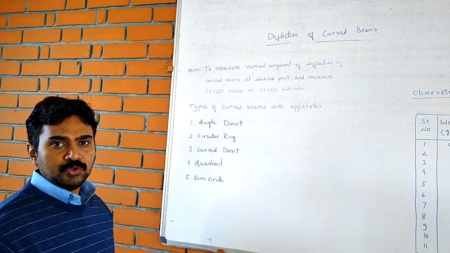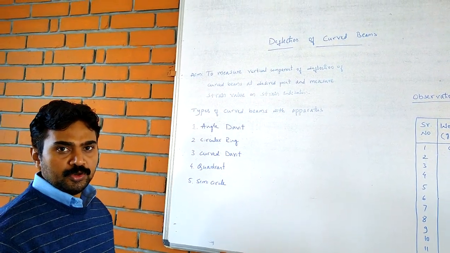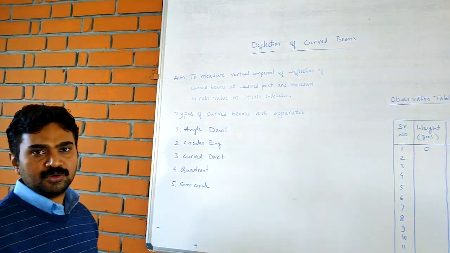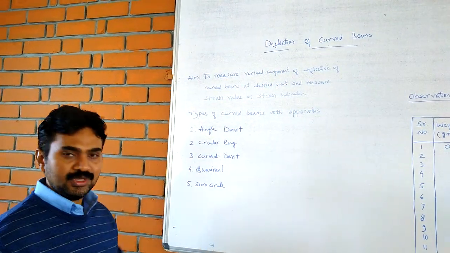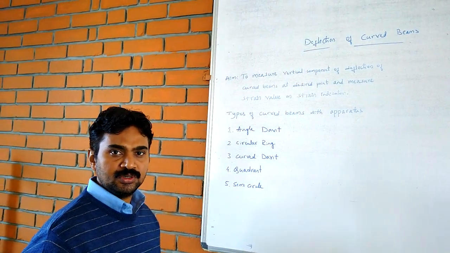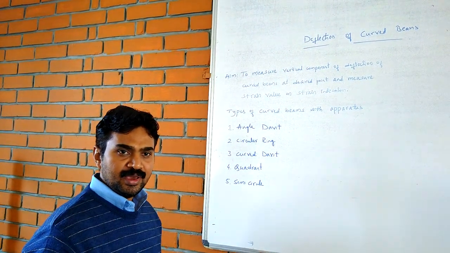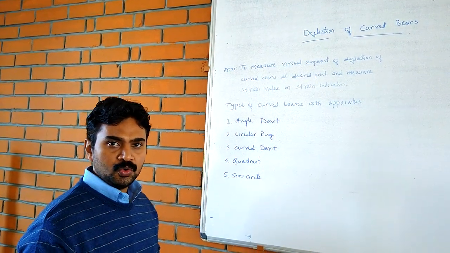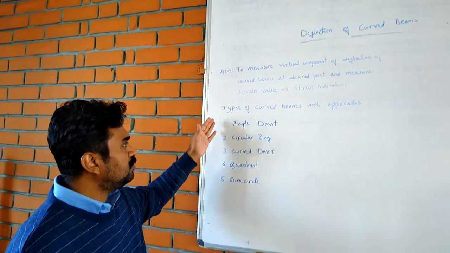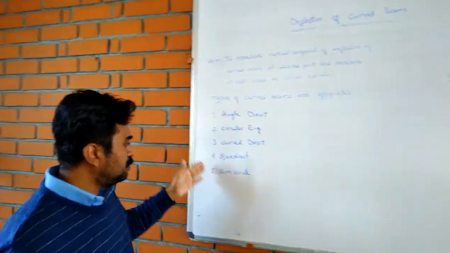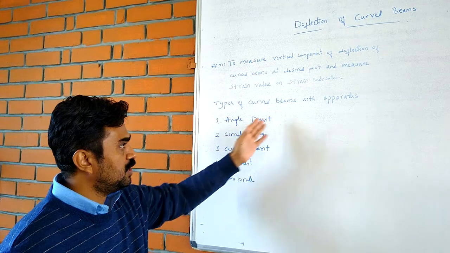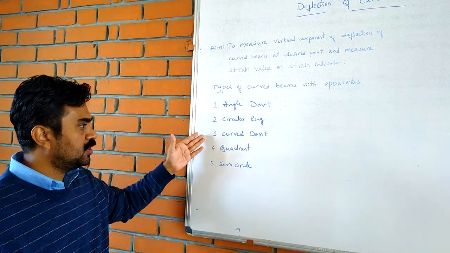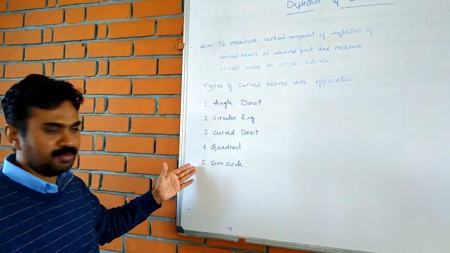Mainly, we are going to put loads on the curved beams, which will be subjected to strain, and we are going to note down the strain of those curved beams at different weights in the strain indicator, and plot the graph of load versus strain. In this apparatus we have different types of curved beams: angle divot, circular ring, curved divot, quadrant and semicircle.